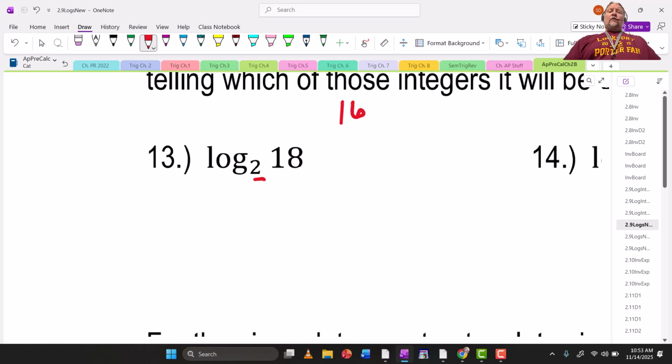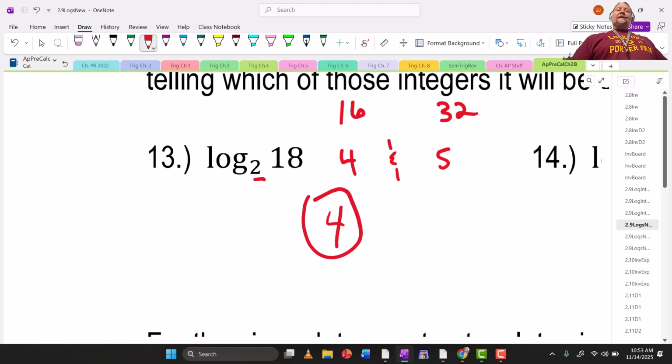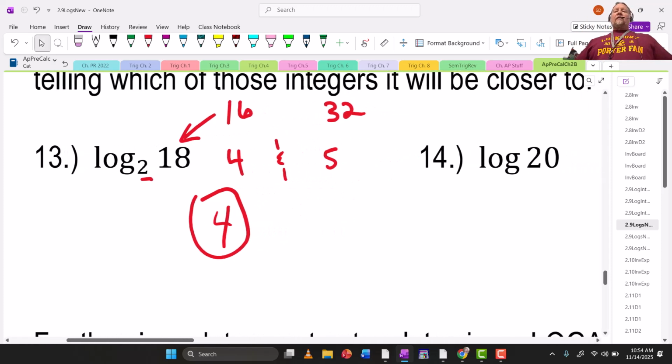And what is 2 to the 4th? 16. What's 2 to the 5th, by the way? We already had this today. 32. So my powers are between 4 and 5. Which one do you think it's closer to, 4 or 5? 4. So it's closer to 4 because 16 is closer to 18. So it would be 4 point something. You're going to start getting decimal exponents because it doesn't always work out perfectly. And there is a button for that evaluation.